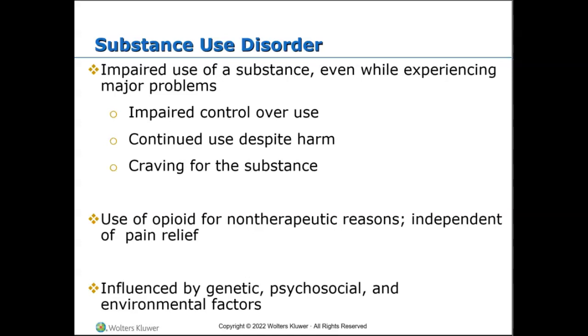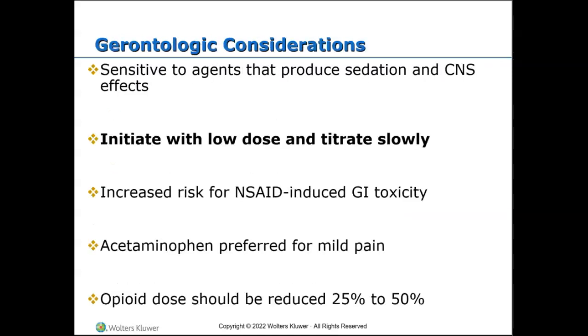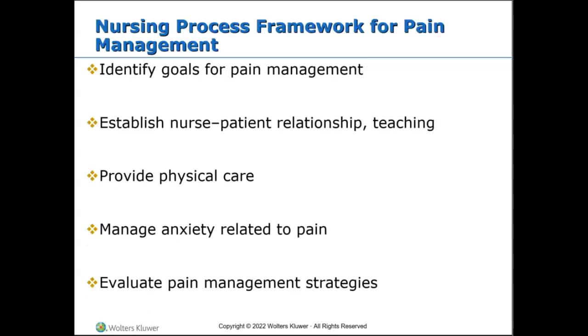Because some patients are genetically predisposed to addiction. It's a fact, right? It's been proven. We know psychosocial factors will encourage some patients to have substance use disorders, right? And then definitely situations in the environment can lend toward people having substance use disorders. So it is a factor sometimes, right? We've already talked about gerontological considerations in the last video, so I won't cover that here.